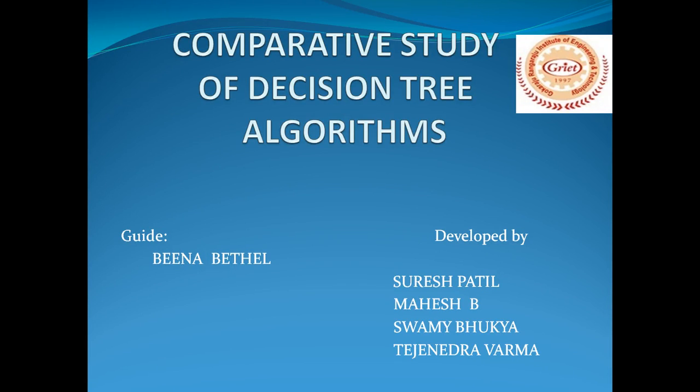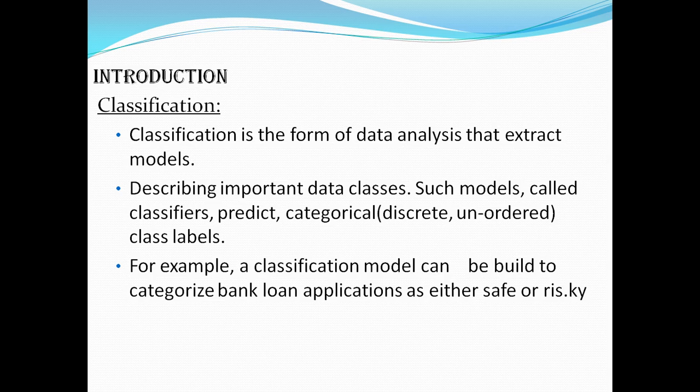I am here to present you my major project, that is comparative study of decision tree algorithms. We are a team of 4 members, that is Suresh Patil, Mahesh B, Swamy B, Tejendra Varma. We have worked on this project under the esteemed guidance of Mrs. Beena Bithra. So, our project is basically the comparative study of 3 decision tree algorithms, that is ID3, C4.5 and CART. ID3 and C4.5 work on discrete databases, whereas CART works on continuous databases.